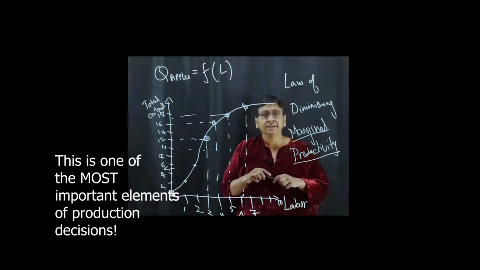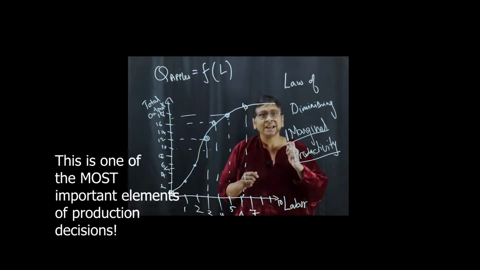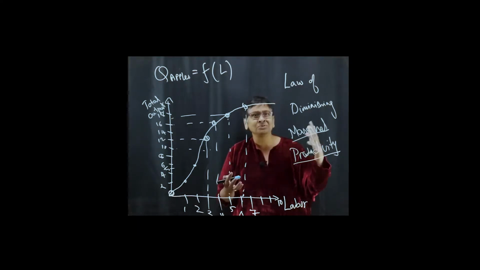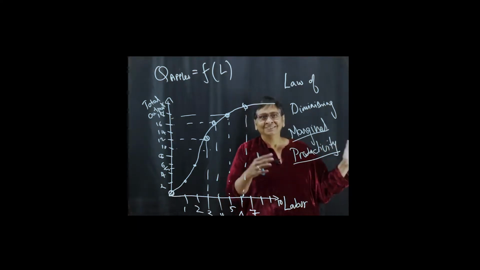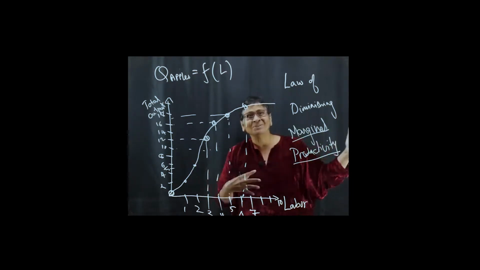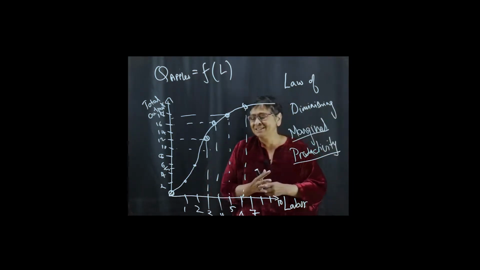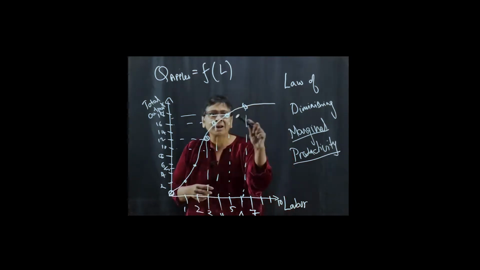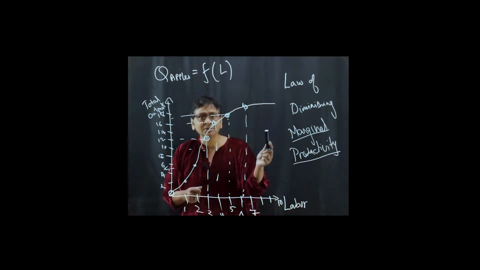This is one of the most important elements of production decisions. And this is why firms don't just keep on producing more and more and more. Diminishing marginal productivity. It doesn't make sense to keep on because of this, right? So we're going to have to figure out how to convert this into questions of costs.